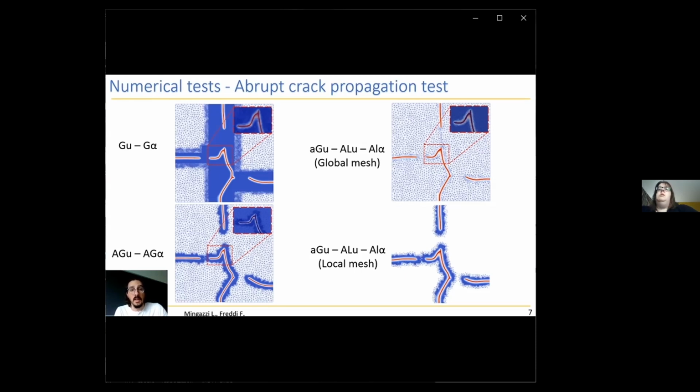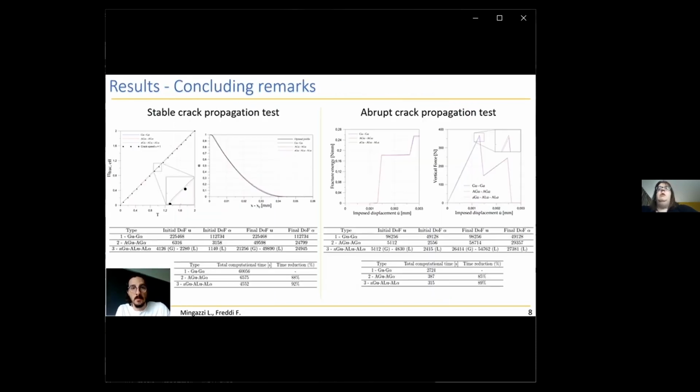In particular, again, it can be seen how the different refinement strategies provide the same crack pattern obtained with the standard procedure, as well as the same optimal profile damage width.